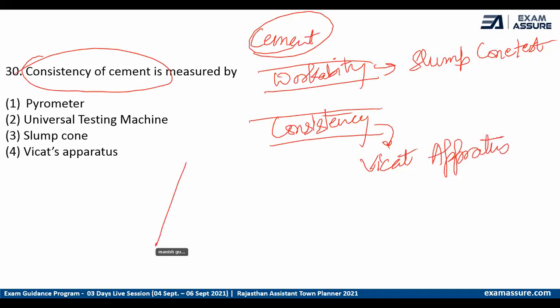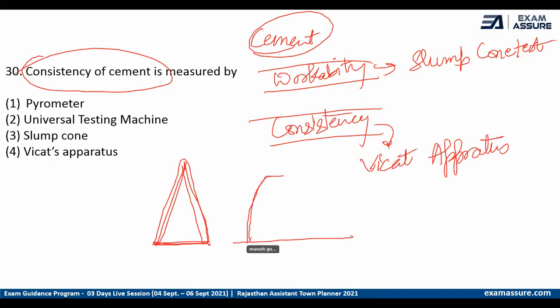In the slump cone test, the cement is poured in a cone and then it is inverted. After removing the cone, if the cement is formed like this, then we can say the workability of the cement is good. If it remains like this, then it is not workable, and if it breaks apart, that is also not workable. This is the perfect slump cone. So for workability, the slump cone test is there.